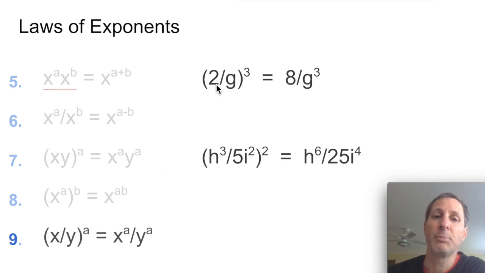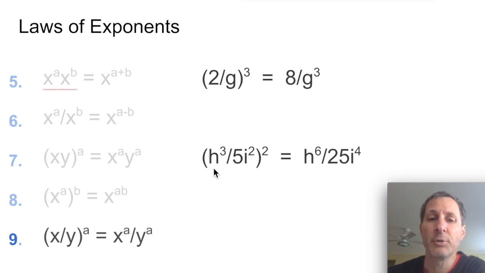So in the first example, we have 2 over g raised to the 3rd power. We are going to apply the 3rd power to the 2. So 2 to the 3rd power is 8. 2 times 2 times 2 is 8. And g to the 3rd power becomes g cubed on the bottom. So 8 over g cubed. In other words, we really just applied this 3rd power to the numerator and the denominator.